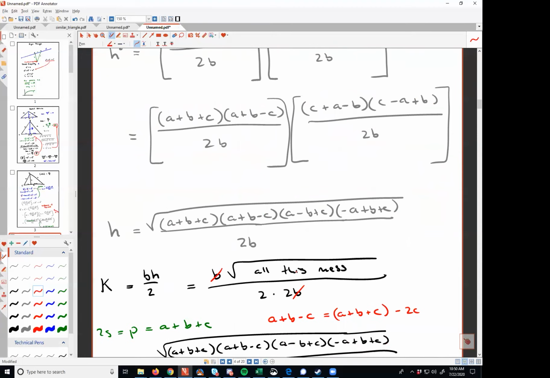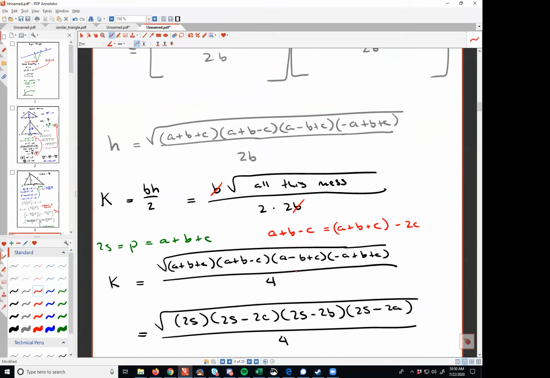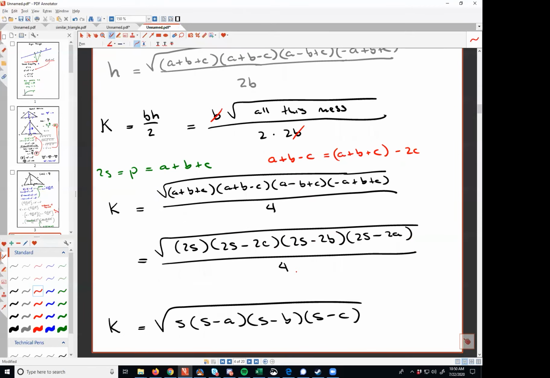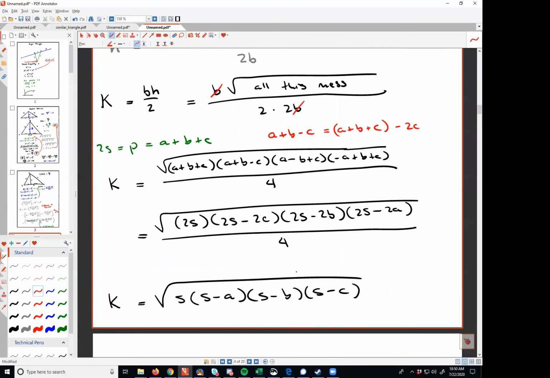And then we say, well, that's not good enough because we want something without fractions. So we substitute A plus B plus C equals 2S. And then it's just a matter of pulling out factors until we have our formula. This is Heron's formula. Any questions or thoughts about this?